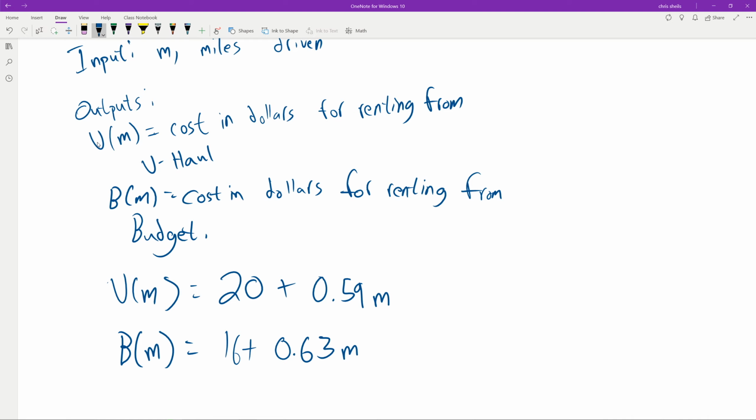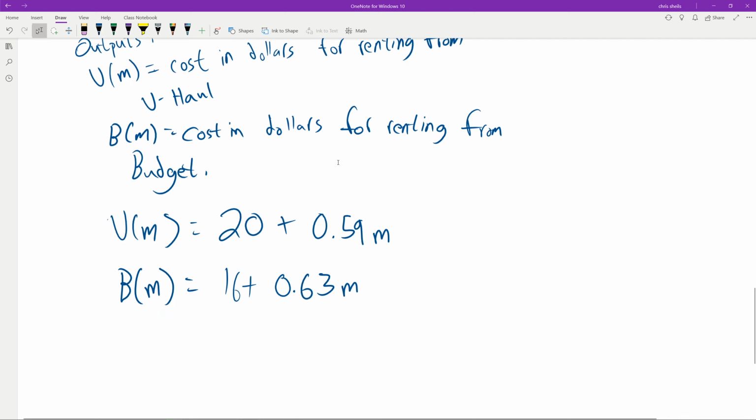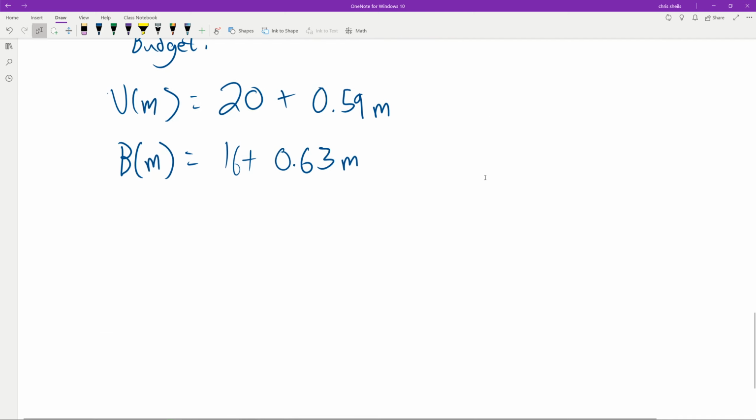So after some amount of miles, because U-Haul has a smaller rate of change, U-Haul will be cheaper after we reach a certain number of miles. So what we have to do is find how many miles that is, and after that point, U-Haul will be the cheaper choice. We have to find where these two are equal to each other, where their cost is equal, because after that, again, U-Haul will be cheaper.